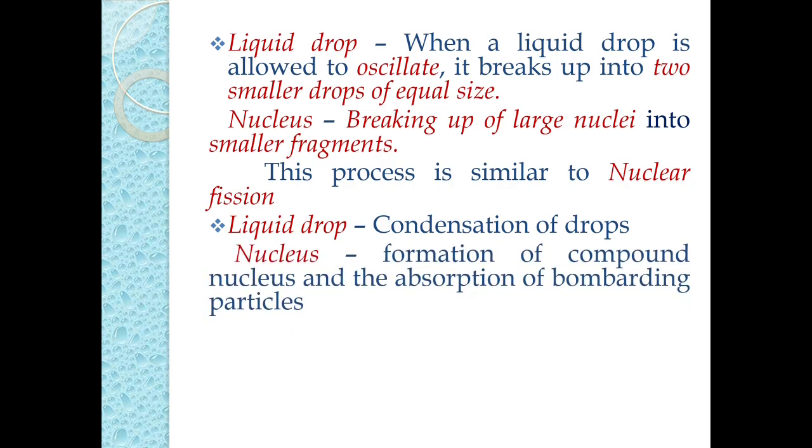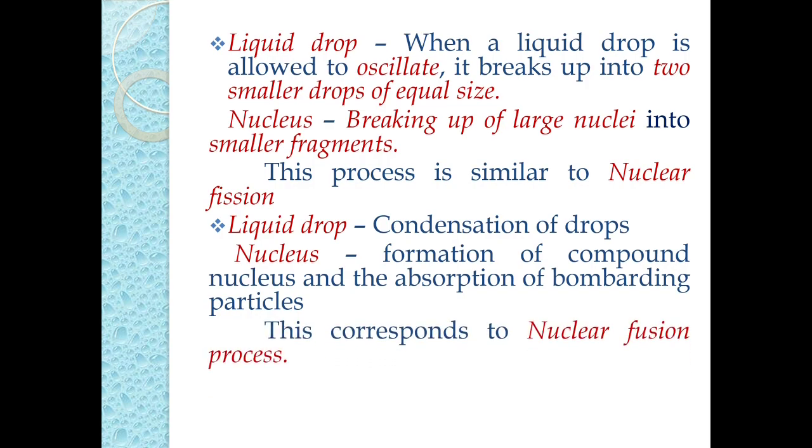See, if you have many small drops, these drops condense together to form a large drop. In the same way, a nucleus can also form a compound nucleus by absorbing the bombarding particles. This process is nothing but the process of nuclear fusion. That is, two or more smaller, lighter nuclei combine to form a larger nucleus. This process of condensation of drops is attributed to the nuclear fusion process.